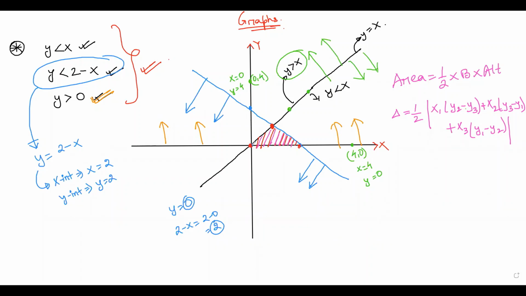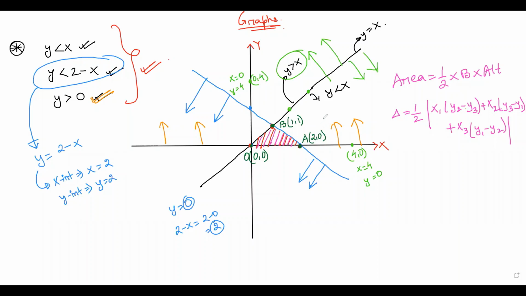Here the points would be origin. Let us name this point to be O, whose coordinate would be 0, 0. Let us name this point to be A, whose coordinate would be 2, 0. And let us name this point to be B, whose coordinate would be the intersection of y equal to x and y equal to 2 minus x line, which will give us the point as 1, 1.